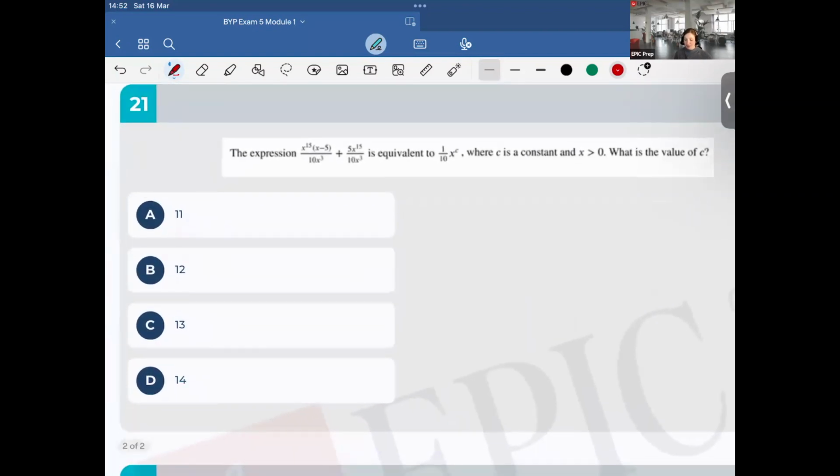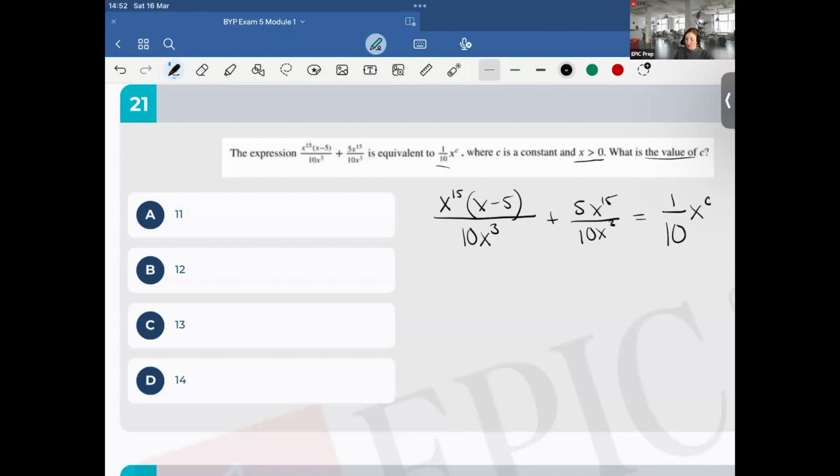The expression x to the 15th, parentheses x minus 5 over 10x cubed plus 5x to the 15th over 10x cubed is equivalent to 1 over 10x to the c. Where c is a constant and x is greater than 0, what is the value of c?